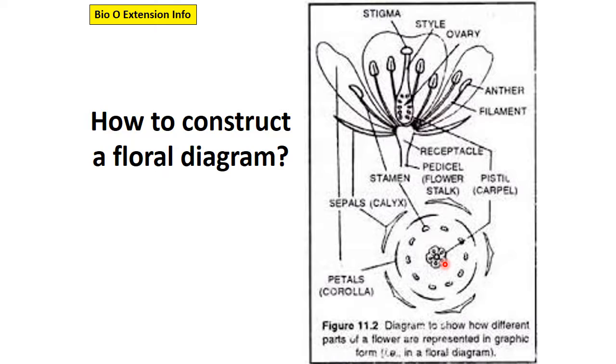In conclusion, the floral diagram generally shows these four very important parts. From the outer ring is the sepals or calyx, then the petals, the corolla, then the stamen, sometimes also known as androecium, and then the last one, the ovary, the pistil or the carpel, generally known as the gynoecium. All right, that's all.